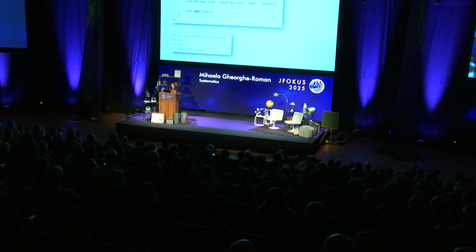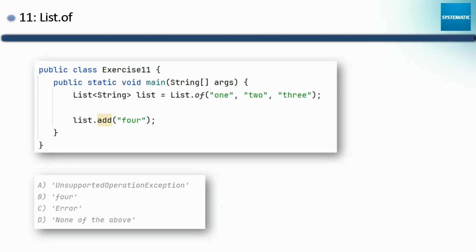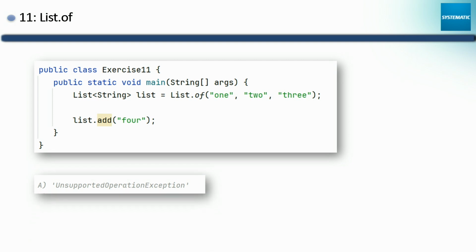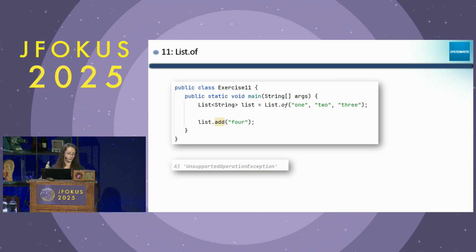And we have a few more seconds. OK, we are in between A and D. Either we get an exception or none of the above. And the right answer was the one that most of you selected. We will get unsupported operation exception. And that's because List.of creates an immutable list, meaning that it cannot be modified after creation. So attempting to add that element, that 4 string that I have added over there, will result in an unsupported operation exception. So most of you definitely worked with List.of so far.